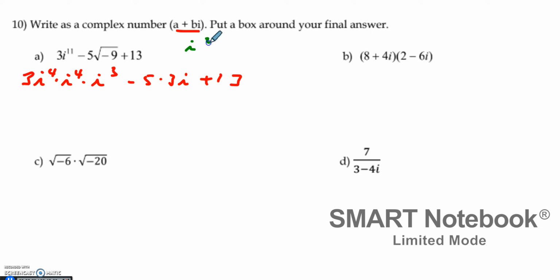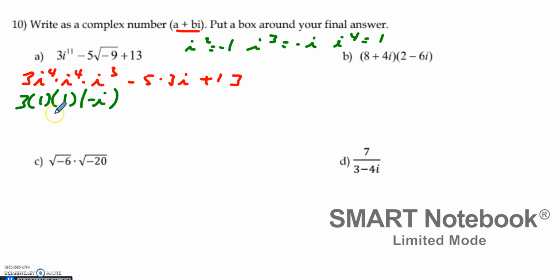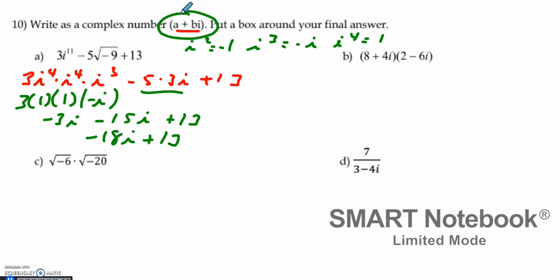Please remember that i squared is negative 1, i cubed is negative i, and i to the 4th is 1. So I really have 3 times 1 times 1. i cubed is negative i. So this whole thing becomes negative 3i. This becomes negative 15i plus 13. Please make sure to follow the order of operations and multiply before you do any subtracting. So we did that. So my answer is negative 18i plus 13. But if we want it in a plus bi form, it would be the real part 13 minus 18i.